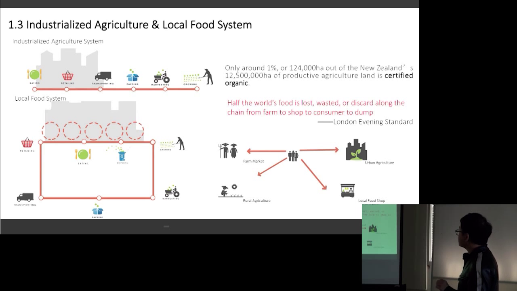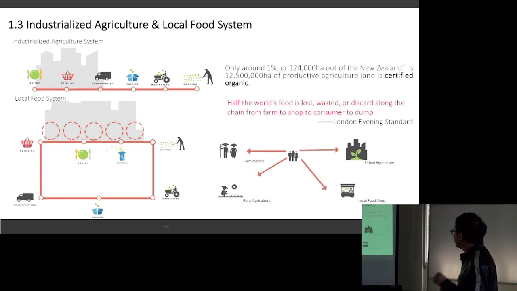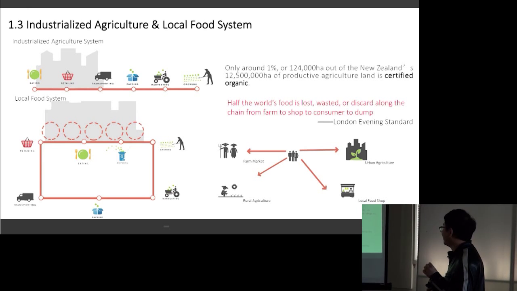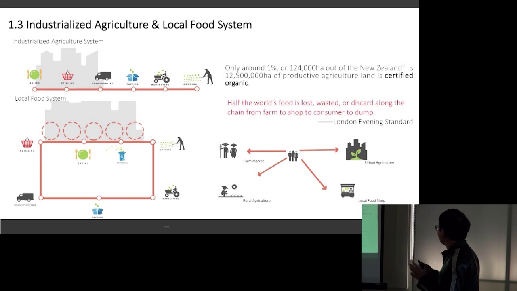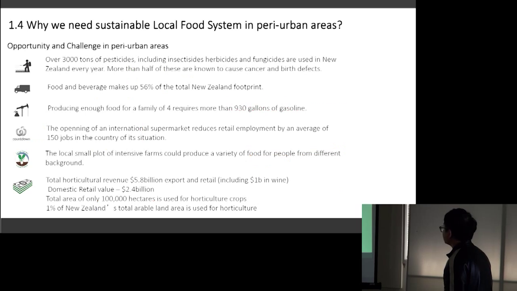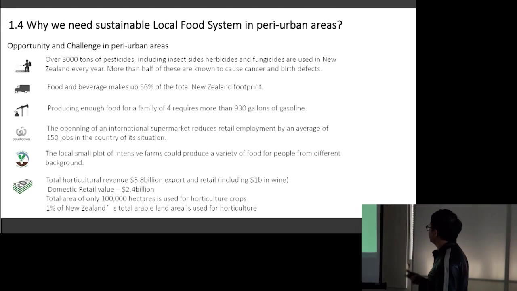But actually, as we know, over 90% of the food resource in Auckland is from outside of Auckland, and we know that half of the world's food is lost or wasted in the food chain, from farm to shop, from customer to dump. So why do we need a sustainable local food system in peri-urban areas?